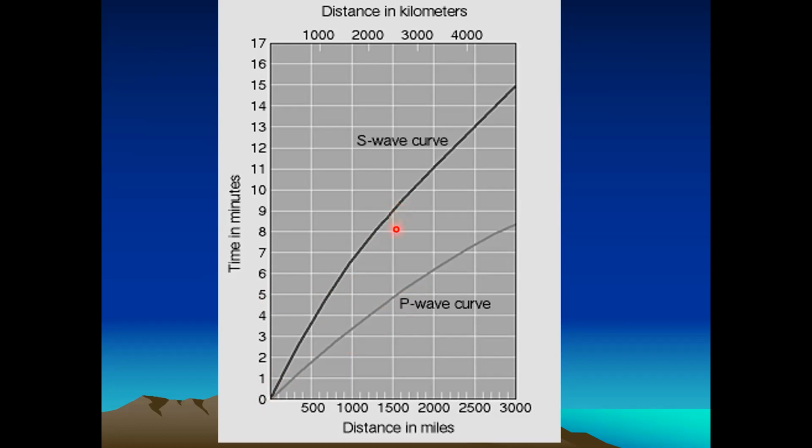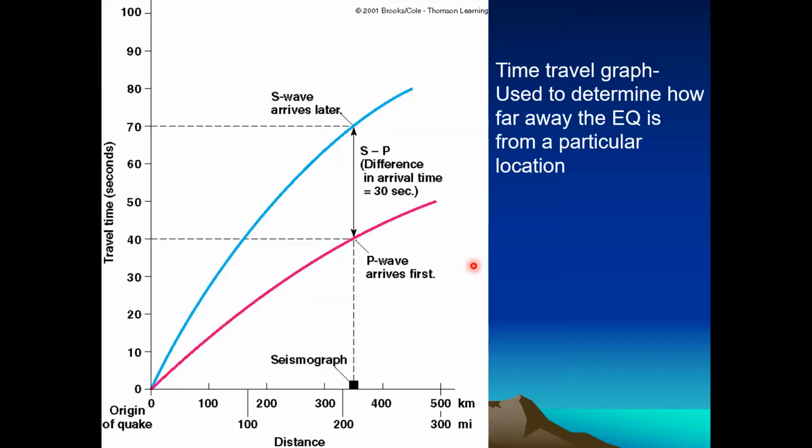So we look at the interval between 5 minutes and 9 minutes, and it's 4 minutes. If we calculate that there was a 4-minute interval between the arrival of the first P and the arrival of the first S, then we know that that earthquake was 1,500 miles away from us. So we would use data like that. So that station showed that it was 1,500 miles away.